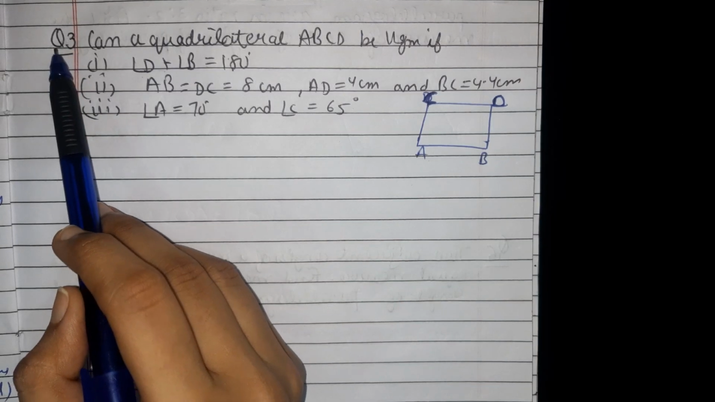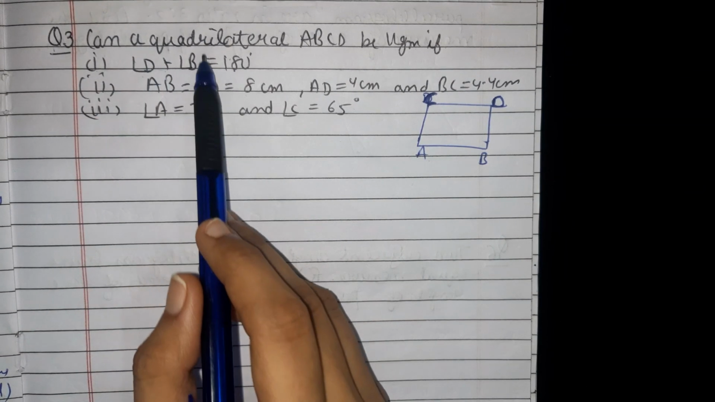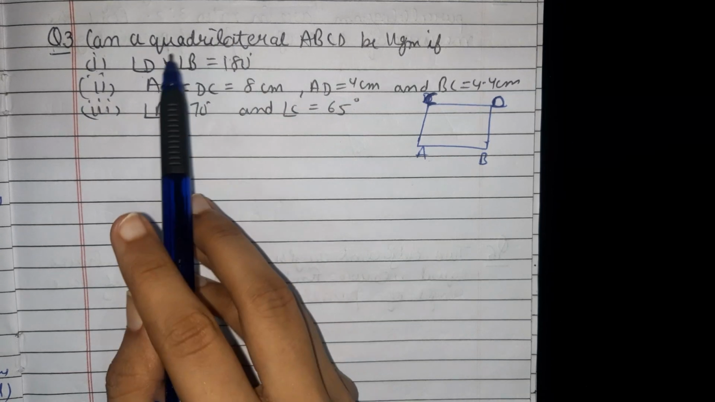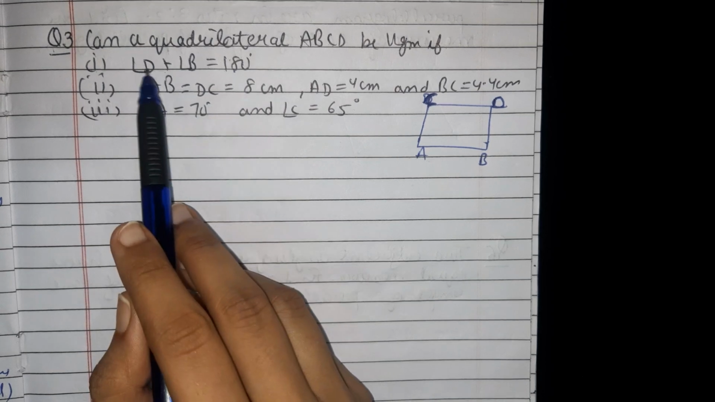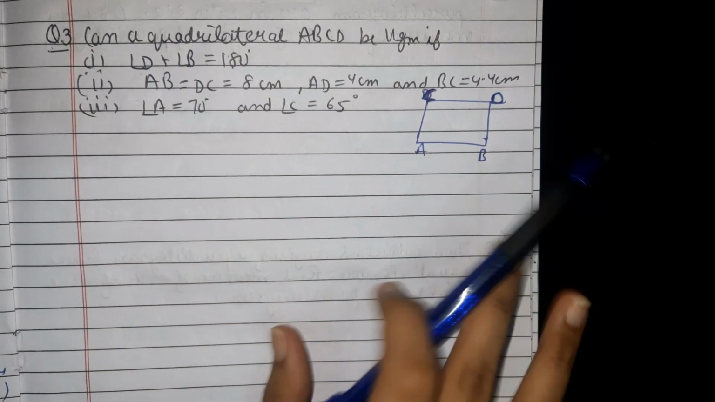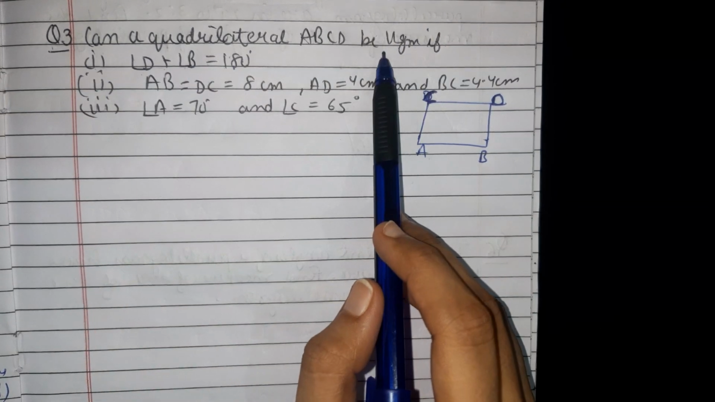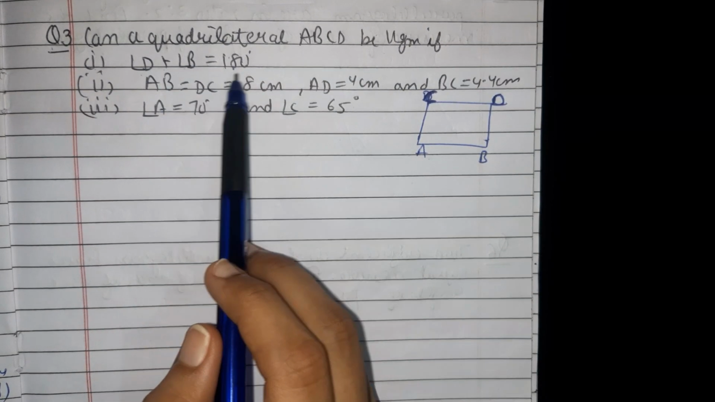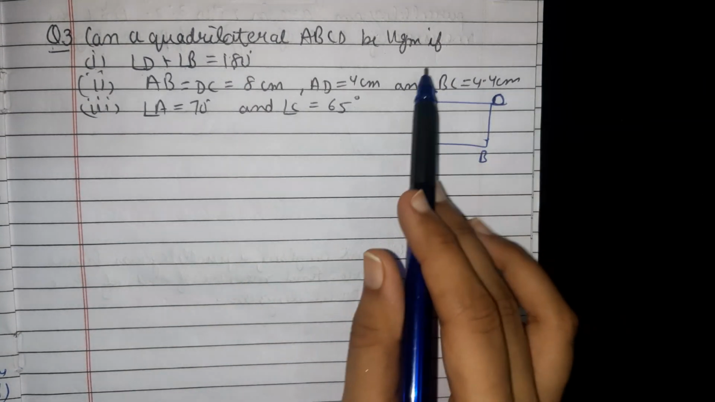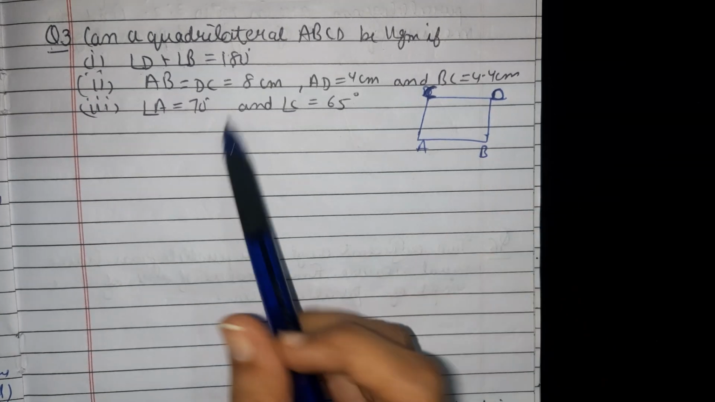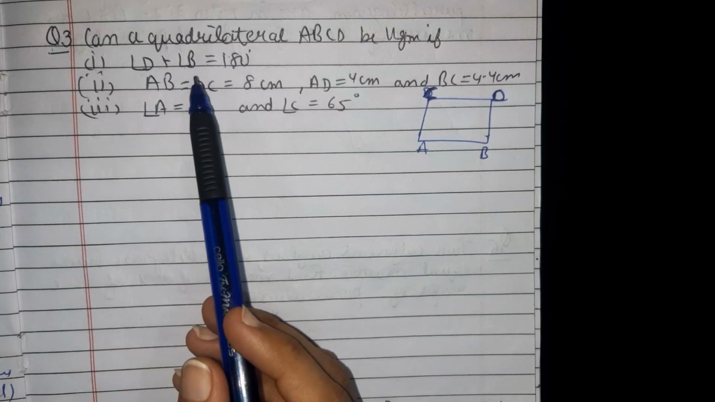So the third question is, can a quadrilateral ABCD be a parallelogram if, first part, angle D plus angle B is equal to 180 degrees? Since the two angles sum up to give 180 degrees, they must be adjacent angles for them to be a parallelogram. We know the property of a parallelogram that adjacent angles are supplementary. So we have drawn a quadrilateral in this form. They have asked, can quadrilateral ABCD be a parallelogram if this first property holds?